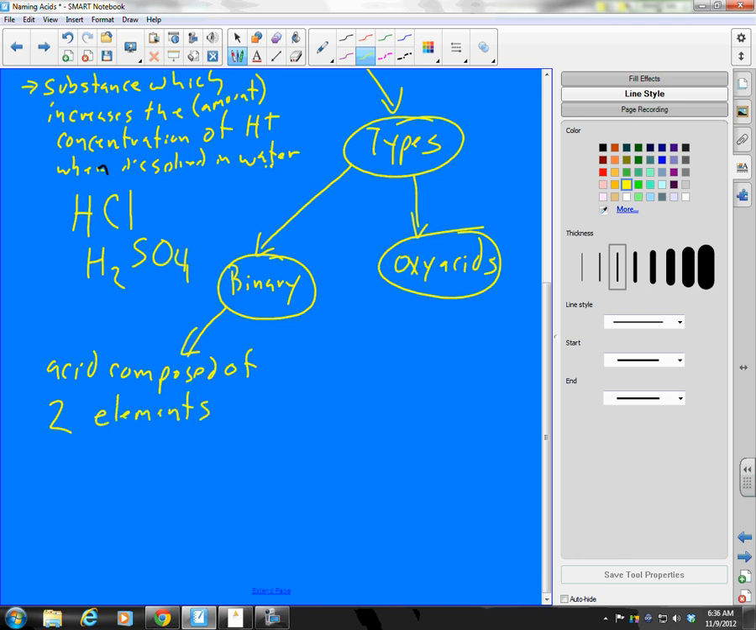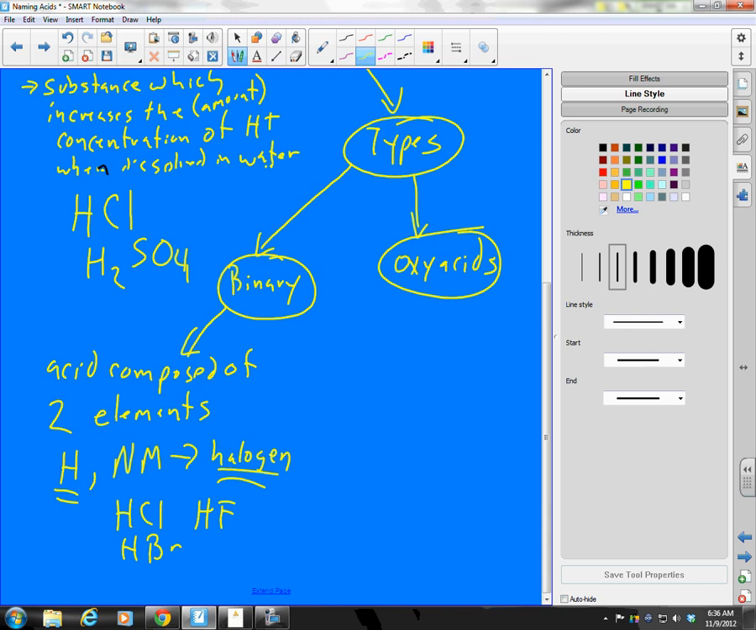And here's where I got ahead of myself. Usually that is H and a nonmetal, and most of the time that nonmetal is a halogen. Most binary acids are an H and a halogen, like HCl, HBr, HF. These are all typical binary acids.